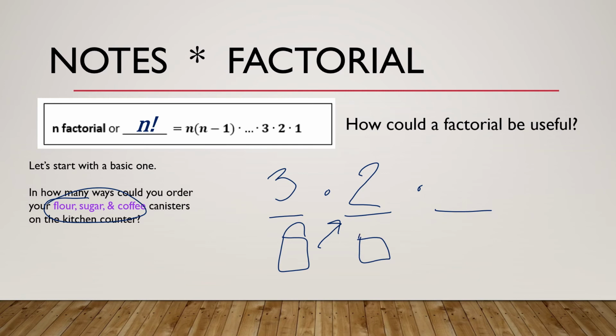And then I have a jar in the first spot. I have a jar in the second spot. Sorry, those look like houses. So I have 2 jars used, which means I only have 1 more option to use. Basically you are doing 3 factorial, because you have 3 things and you're trying to place those in a certain order. So 3 times 2 times 1 would be 6 different ways that you could arrange your flour, your sugar, and your coffee on the kitchen counter.